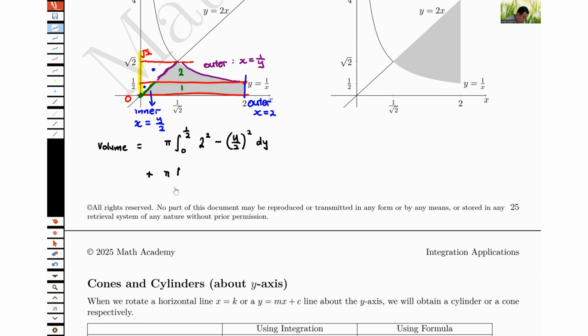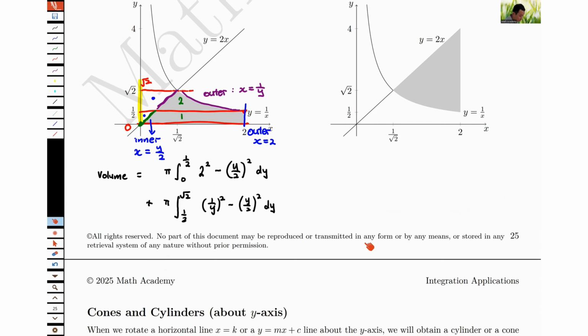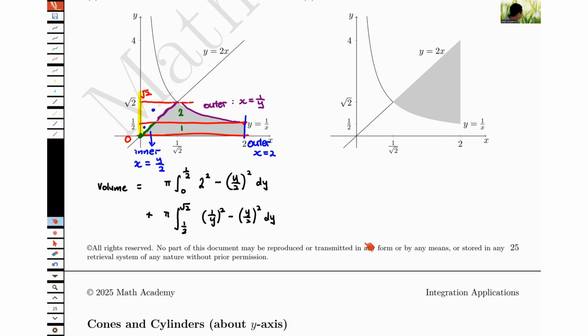And my second region is half to root 2. Outer is 1 over y, squared. Inner is the same. It's y over 2, squared, dy. Okay, for the simplification, let me skip that.